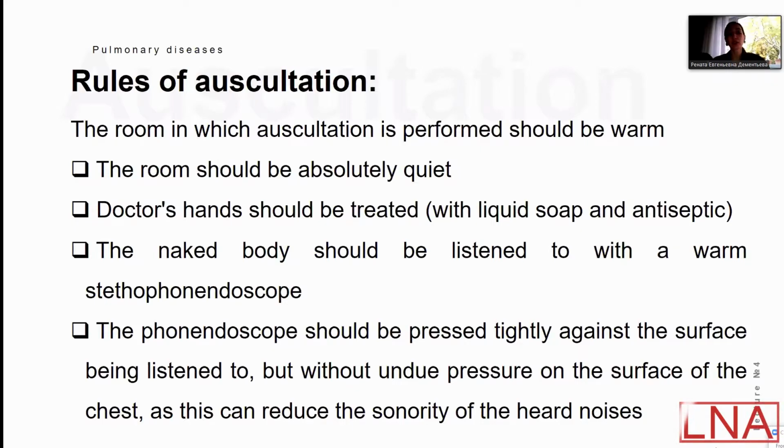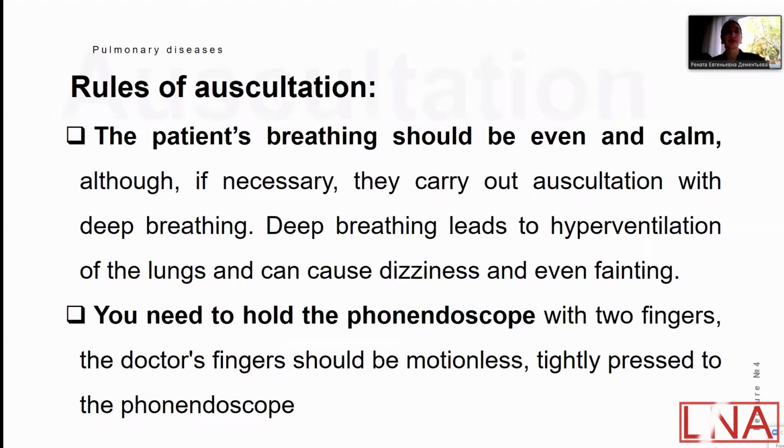The phonendoscope should be pressed tightly against the surface being listened to, but without any pressure on the chest, as this can reduce the sonority of the sounds. So the head of the stethoscope or phonendoscope should be placed tightly at every point of auscultation.